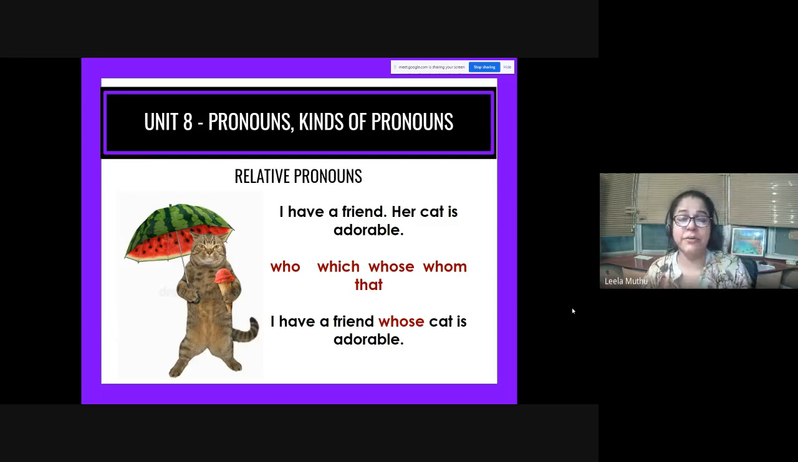Her cat is adorable. So now it shows that something belongs to this friend of mine. Her cat. Okay, possession. Whose cat? Her cat. Okay, so now we shall use the relative pronoun whose in this sentence. I have a friend whose cat is adorable. Okay, I want to catnap it. Instead of kidnap, I want to catnap that cat.